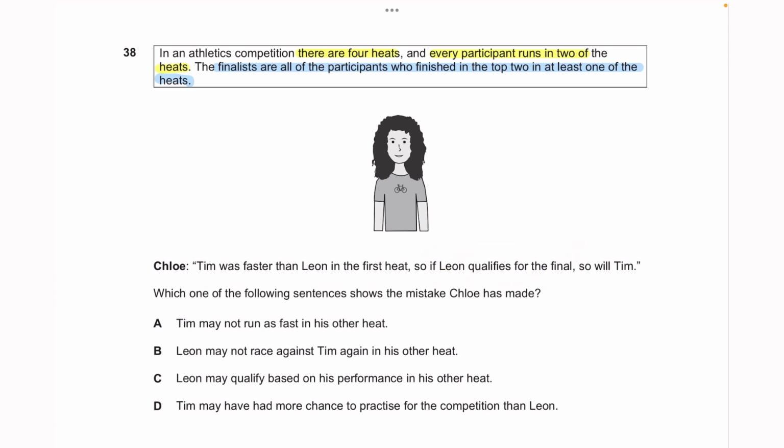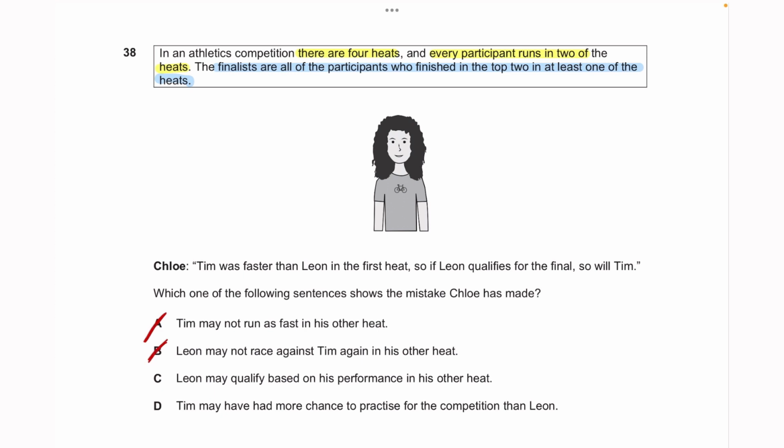And so, which one of the following sentences shows the mistake that Chloe has made? A says Tim may not run as fast in his other heat, which may be true, but for the beginning we don't even know what place Tim and Leon came in the first heat. So A is incorrect. That's not really the mistake that Chloe has made. B, Leon may not race against Tim again in his other heat, but that's not really showing the mistake that Chloe has made in her reasoning, so it can't be B.